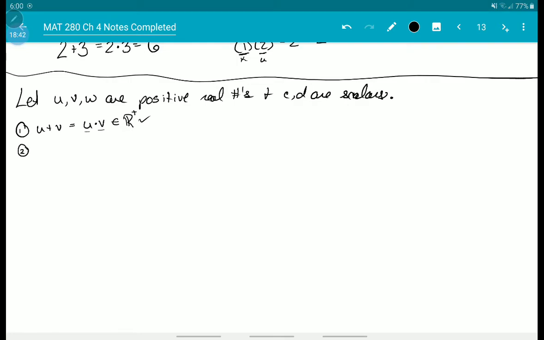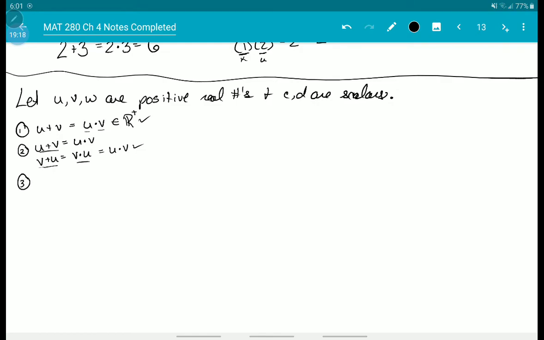2 is our commutative property. So U plus V in this world is U times V. V plus U would be V times U. But remember, now we're talking about properties of real numbers, and the real numbers are commutative. So U plus V does equal V plus U. So we have commutativity under addition.